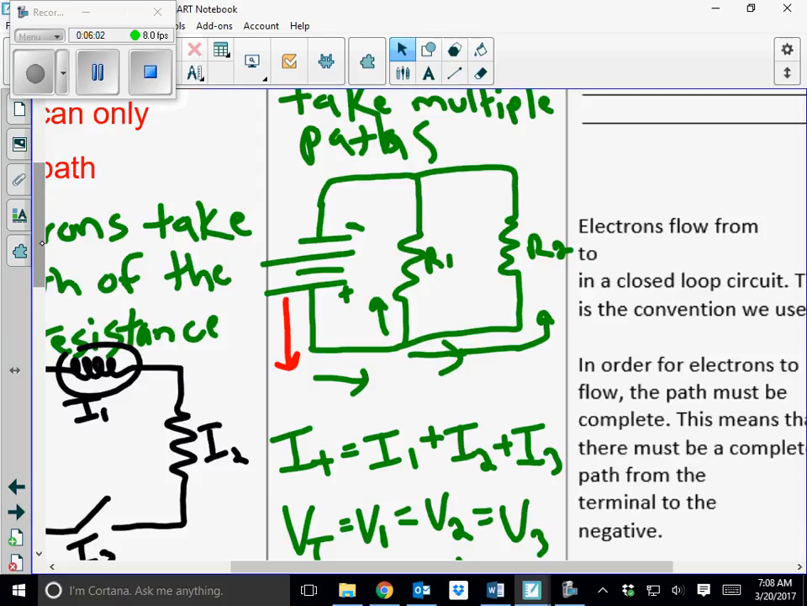And remember from what I said, most of the electrons will take the path of least resistance. So if R1 is 1 ohm and R2 is 100 ohms, a lot of the electrons are going to go through R1. You're still going to get some electrons to go through R2 because it's connected and it's in the path, but there will be a lot more current through R1.